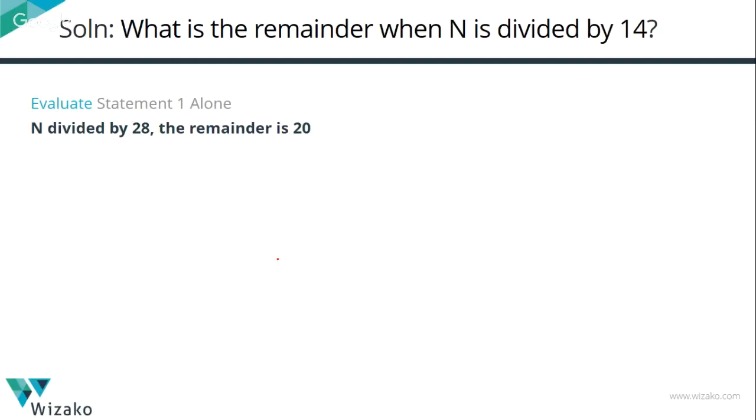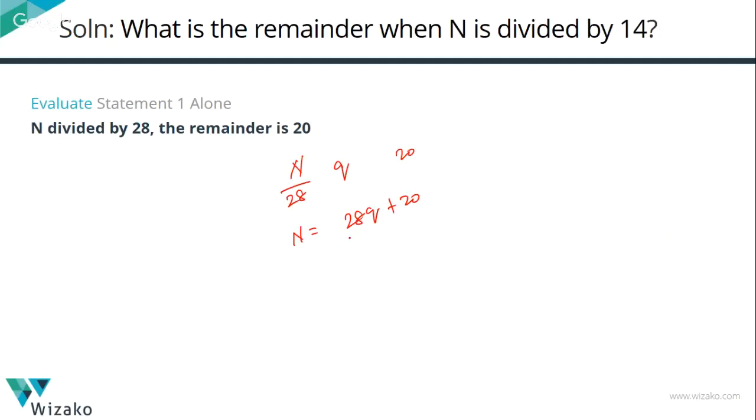Start with statement 1. It says n divided by 28, remainder is 20. Whenever you see remainder questions, get this thing in mind. Always get to the standard framework for remainders. You're dividing n by 28. There is going to be a quotient q, and they're saying the remainder is equal to 20. So n is nothing but 28q plus 20.